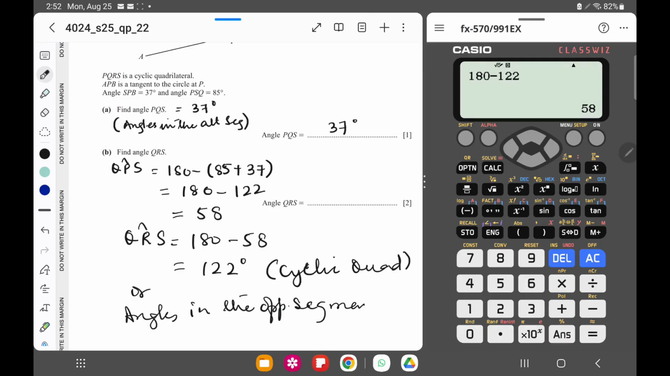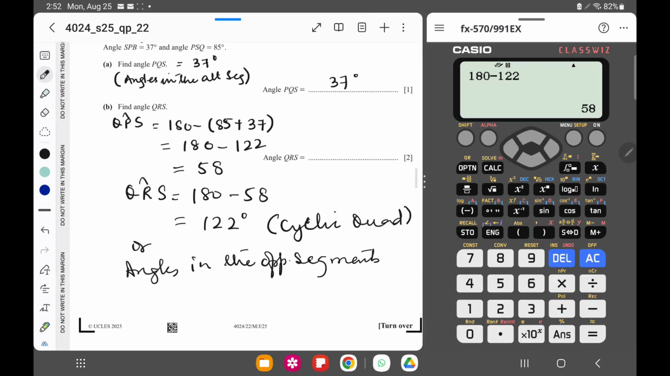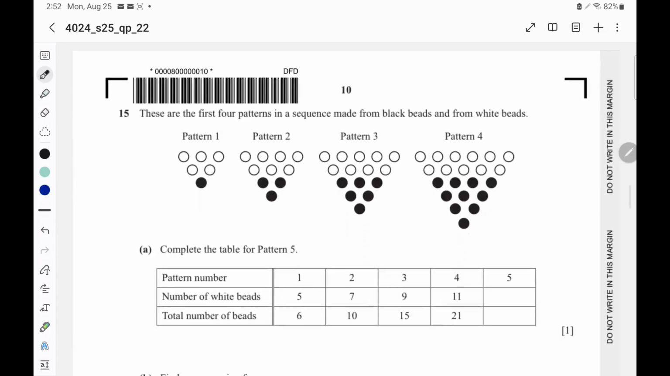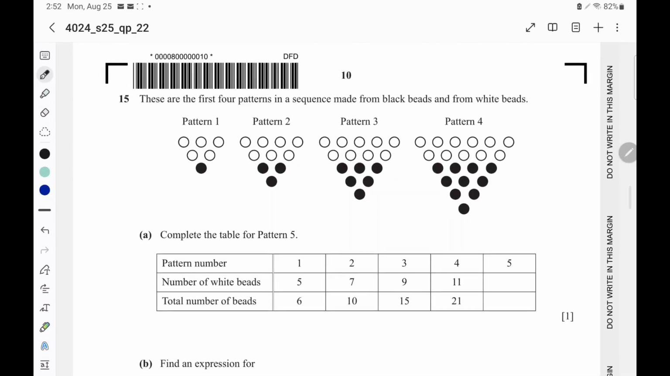Yes, segments. Either you write down this or this. They both are the same. Segments are supplementary, meaning their sum is equal to 180 degrees. Okay, moving to the next question, question number 15.